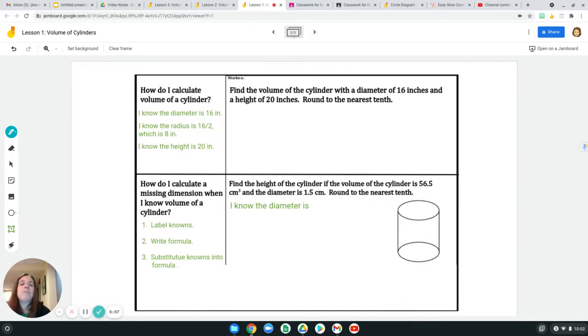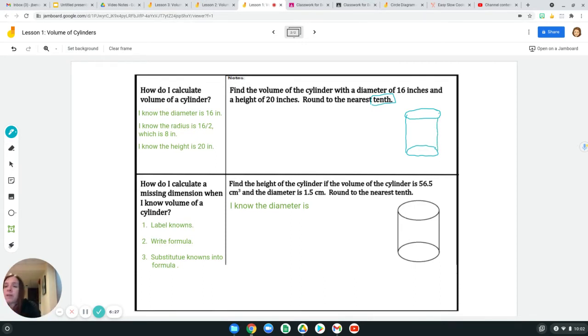All right, find the volume of a cylinder with a diameter of 16 inches and a height of 20 inches. And again, we're going to round to the nearest tenth. There's no picture here, so I'm going to draw and show you how to draw a cylinder. You start with those circle bases. They kind of look more oval when you draw them. Draw one up high, one down low, and then you just draw a straight line to connect them.